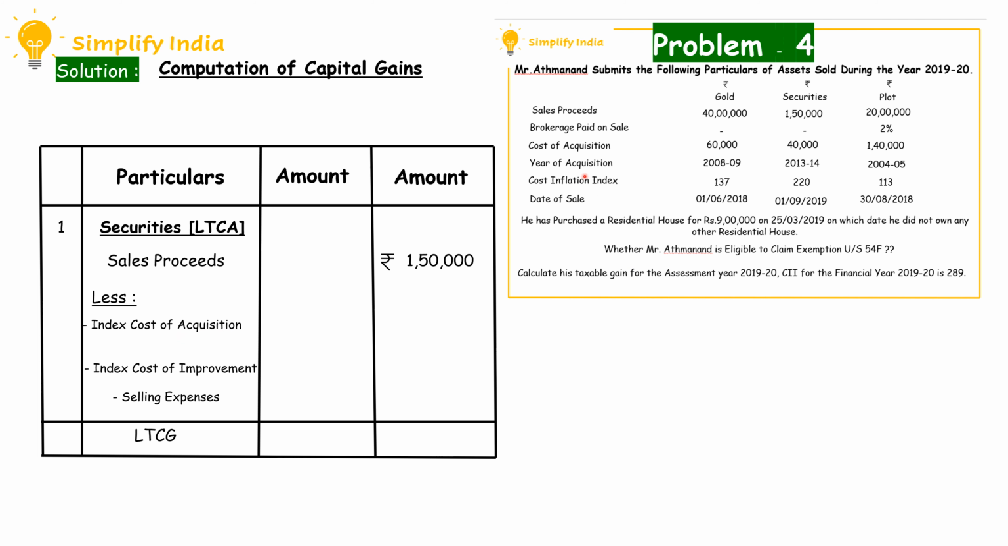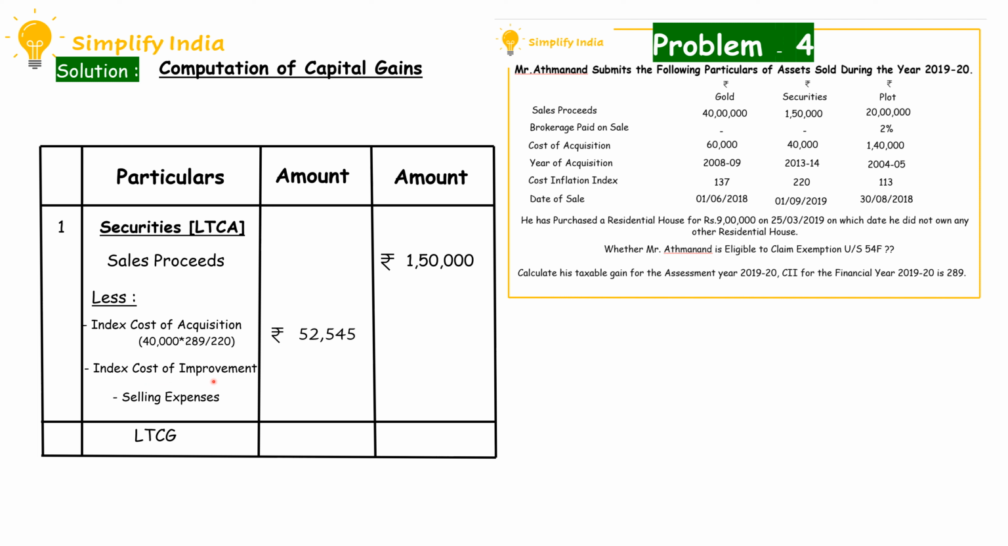Here the cost of acquisition given in the problem is rupees 40,000 and the CII value in the year of sale, that is 2019-20, is 289, divided by the CII value in the year of purchase. It was purchased in the year 2013-14, for which the CII value is 220. So when we calculate rupees 40,000 into 289 divided by 220, we will get rupees 52,545.